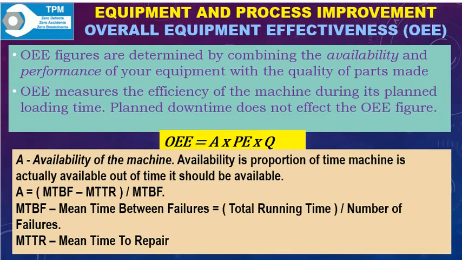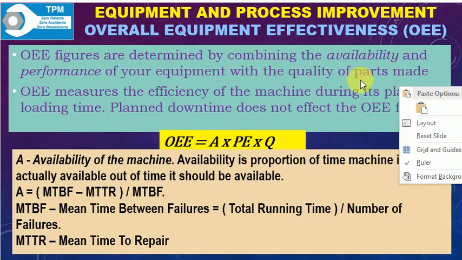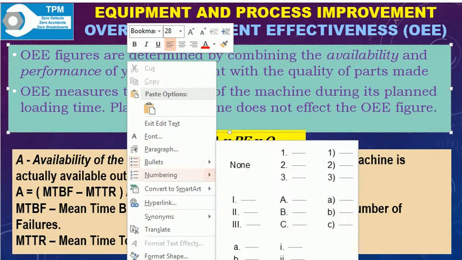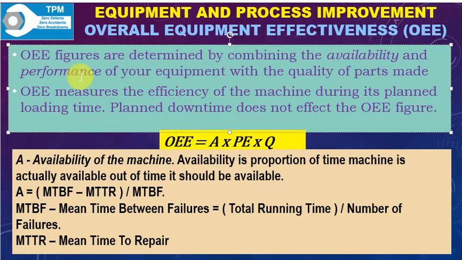Overall equipment effectiveness. Yes, it is called overall equipment effectiveness, not efficiency. You can calculate the effectiveness of the machines or equipment. So OEE figures are determined by combining the availability of the machines, the performance of the machines, and the quality of the parts to be produced. So three measures are important: availability, performance of the equipment, and quality of the parts made.